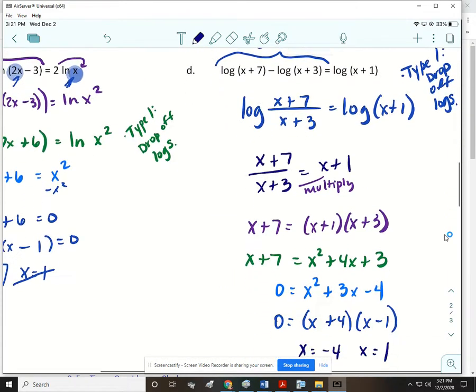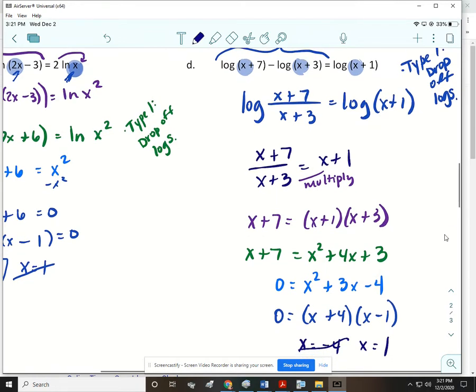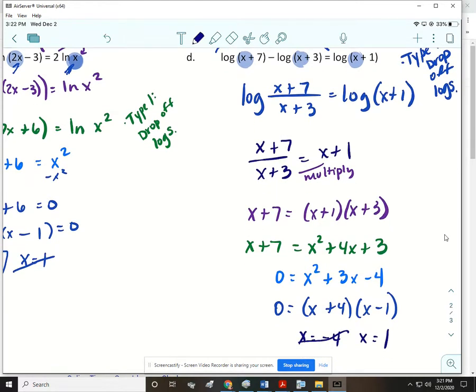So when I plug in -4, I'm okay here because that would give me 3. But when I put it here, that's going to be -1 for your argument. And when I put it here, it's going to be -3 for the argument. So -4 is definitely not a solution. It's extraneous.